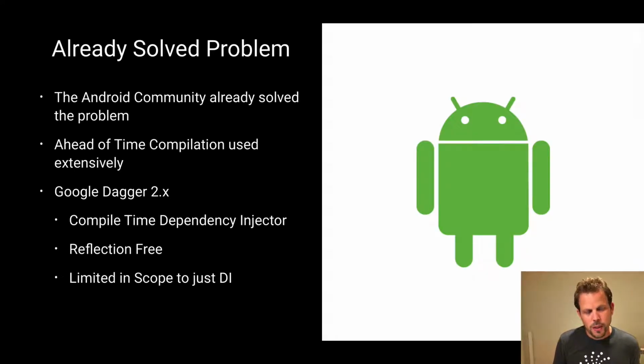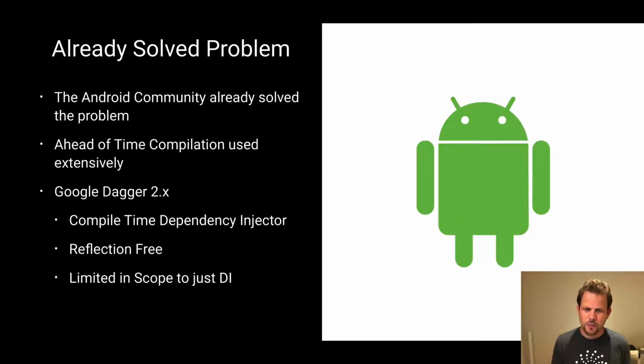And this is a problem that has already been addressed in other communities. In the Android community, for example, ahead-of-time compilation is used extensively, and things like Dagger, which is a reflection-free dependency injector that is limited in scope to DI, essentially eliminate reflection. If you look at really any Android tool, framework, or library, you'll find that none of them use reflection, and there's a very good reason for that: you don't want to use extra memory and hurt performance on a mobile device. It's a very bad thing if an application on your mobile device is using more memory than necessary.